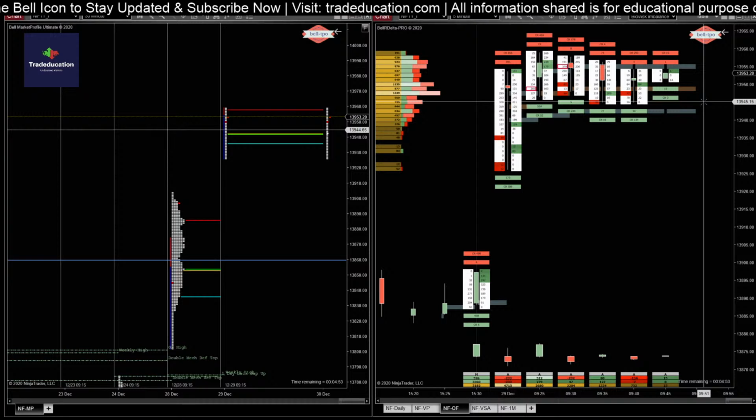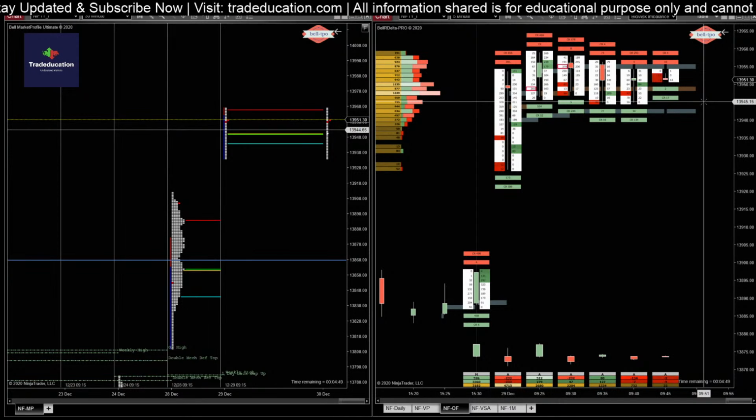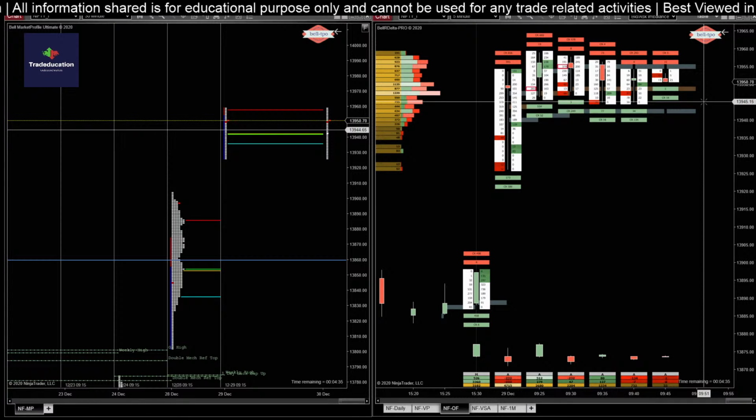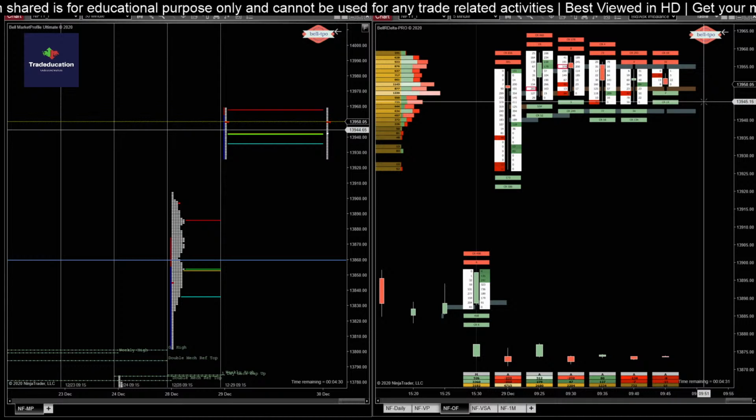Okay, so buyers are stepping in. Auction closed above VWAP. The volume flow is going down. 13,900 CE. Where is 13,900? Yeah, I would not advise. I don't know whether it's from long term or short term, but from intraday it makes sense.